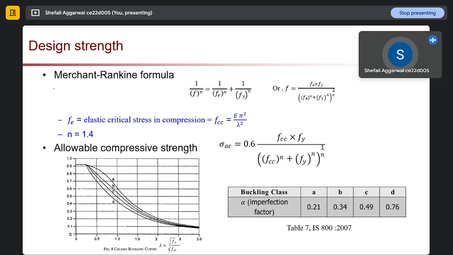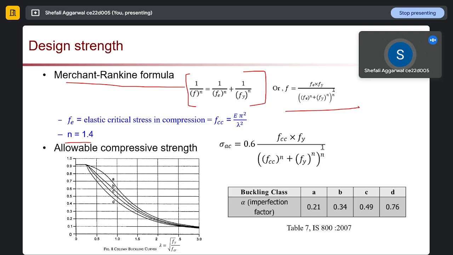Okay. So how do we calculate design strength? We have seen different factors. First, we were saying this Merchant-Rankine formula. This is the formula given to us: 1 upon Fn is equal to 1 upon Fen plus 1 upon Fin. Or we can tweak it in some way so that F is equal to Fe into Fy divided by (Fen plus Fin) raised to 1 upon n. And in the case of our column section, we usually take the n value as 1.4.